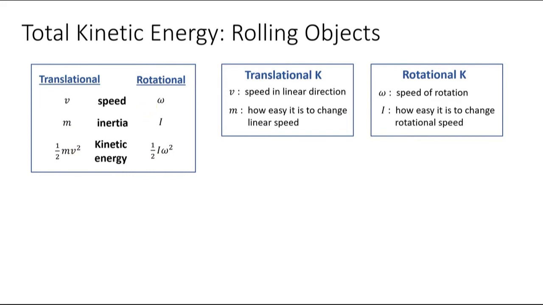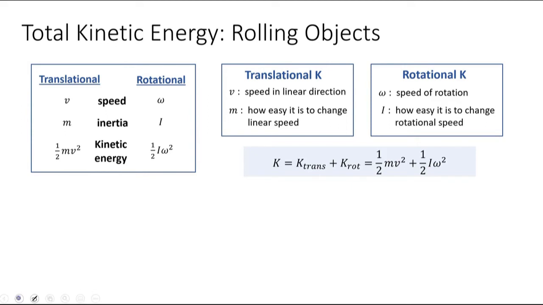All right, but then what if we have something that's rolling? So if you have something that's rolling, then its total kinetic energy is going to be equal to the translational kinetic energy plus the rotational kinetic energy. So in other words, it's going to be equal to 1/2 mv squared plus 1/2 I omega squared. So something that's just spinning will only have rotational kinetic energy. Something that's just translating will only have translational kinetic energy, but anything that's rolling will have a combination of both.